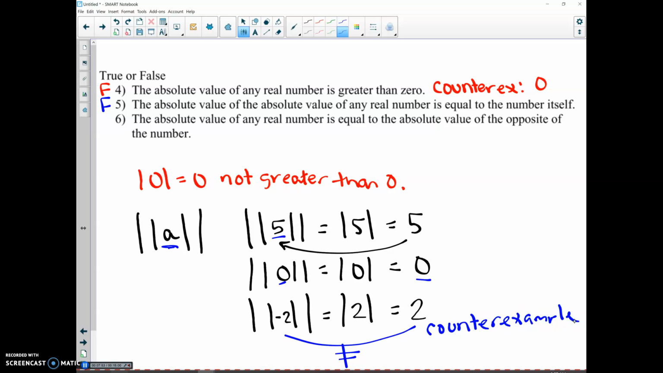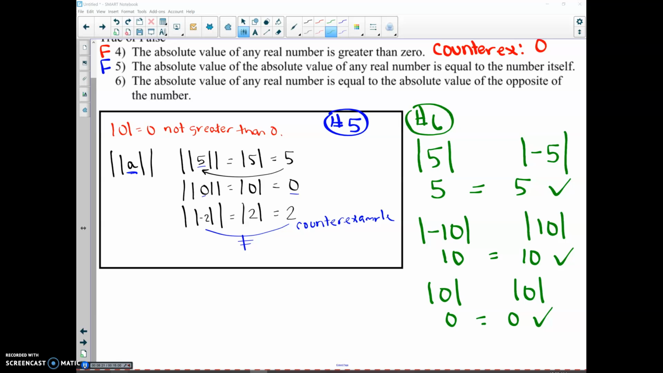So 5 is false. Number 6, the absolute value of any real number is equal to the absolute value of the opposite of that number. So what it means to be an opposite would be multiplying by a -1. So for example, 5 and its opposite are -5. So take a minute and try some examples there to see if that statement is true or false.